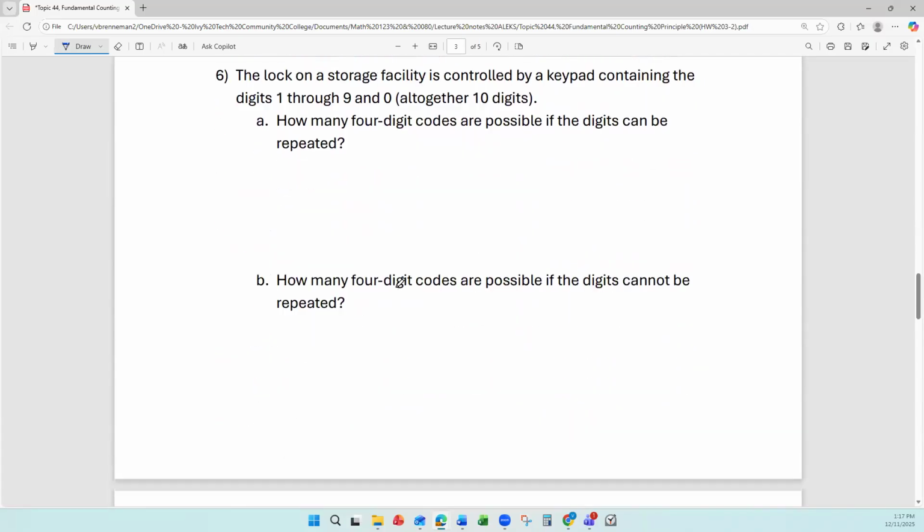Number 6, similar concept, just a little variation. So now we're using digits. So any of the 10 digits from 1 through 9 and 0. And looking for how many 4-digit codes are possible if the digits can be repeated. So then that would be each of the 4 digits in the code could be any of the 10. So choosing 1 out of 10 options and doing that 4 times, there's going to be 10 to the 4th, or 10 times 10 times 10 times 10, which is 10,000 combinations.